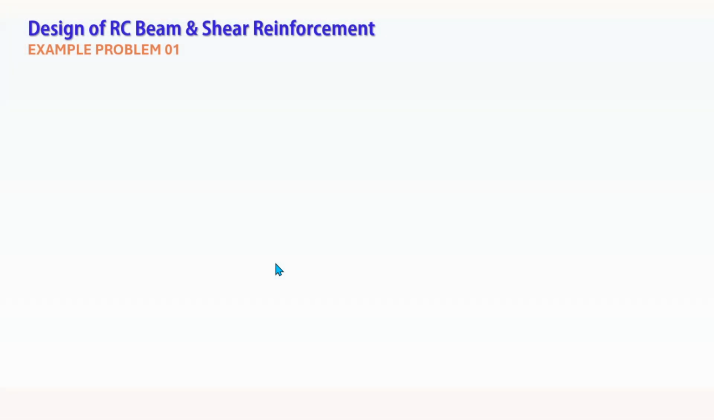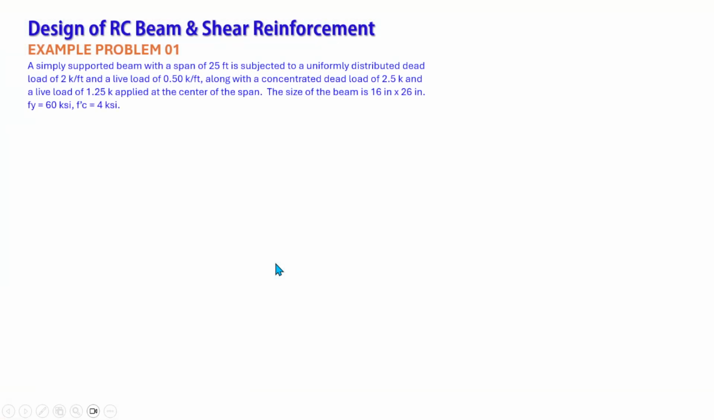So let's get started. A simply supported beam with a span of 25 feet is subjected to a uniformly distributed dead load of 2 kips per foot and a live load of 0.5 kips per foot, along with a concentrated dead load of 2.5 kips and a live load of 1.25 kips applied at the center of the span. The size of the beam is 16 inches by 26 inches. And we are given 60 ksi for the yield strength of steel and a concrete strength of 4 ksi.